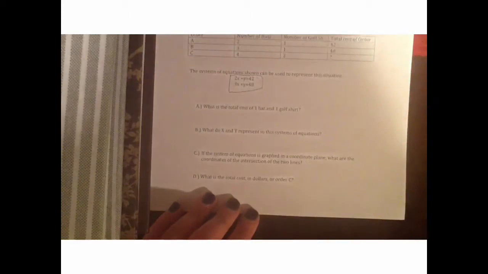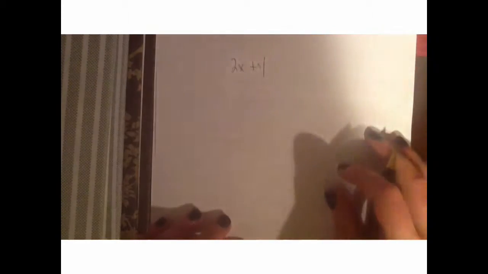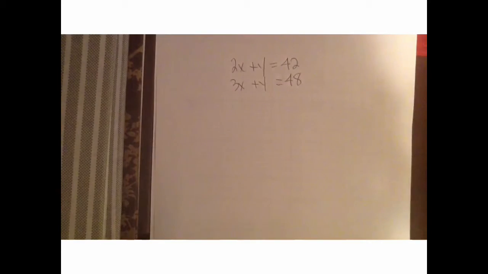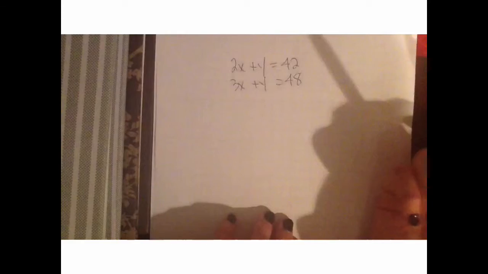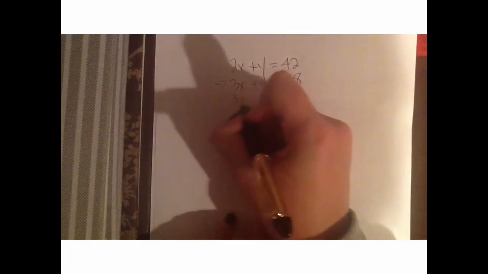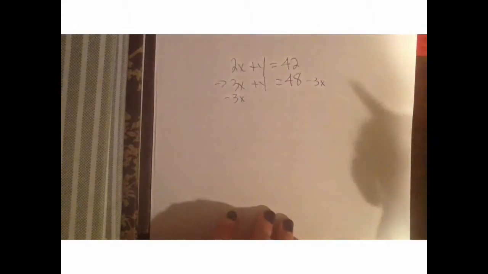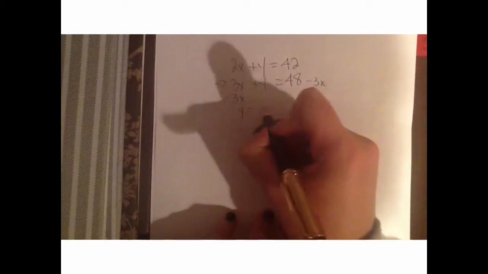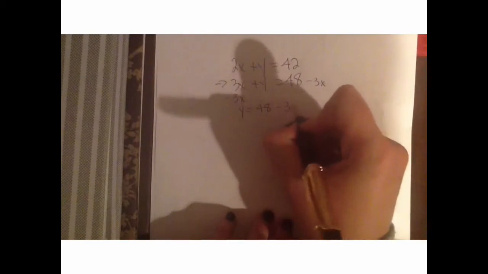So what I need to do is I need to solve this systems of equations and find the solution. So let's go ahead and do that. If I have 2x plus y equals 42 and 3x plus y equals 48, this is just going to be like math intervention. I'm going to use substitution. I need to get one of these equations to where y is by itself. So I'm just going to choose this second one. And I'm going to get y by itself by subtracting 3x from both sides. If I do that, I'm left with y equals 48 minus 3x.